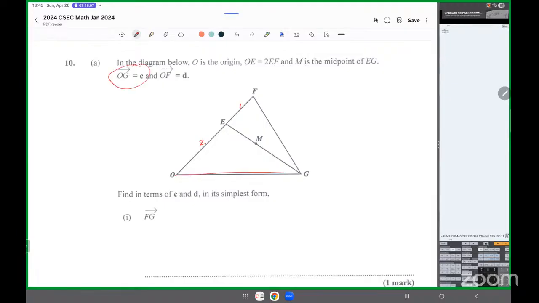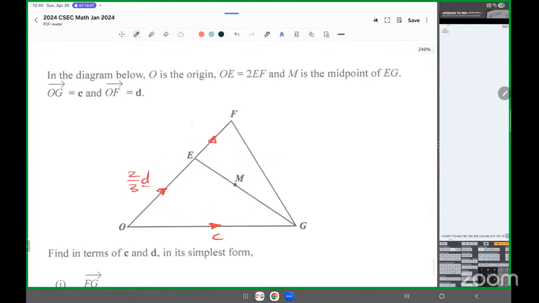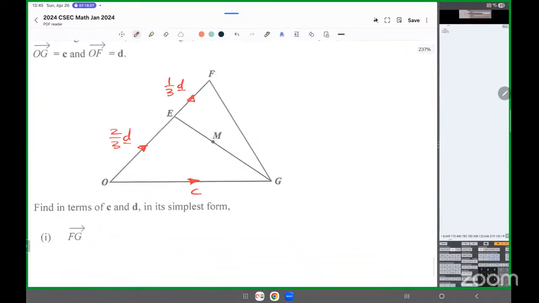Let's put it down. This vector is C. And the whole of this vector up here is D. So the whole of this vector is D, this is 2/3 of it, and this is 1/3 of it. So this becomes 2/3 of the D, and this little piece is 1/3 of the D, because it's 1/3 of the whole thing. You have to be able to break up a diagram like that, so you can see all the parts and see how you go around the diagram.